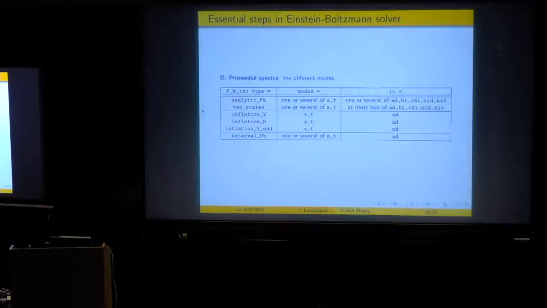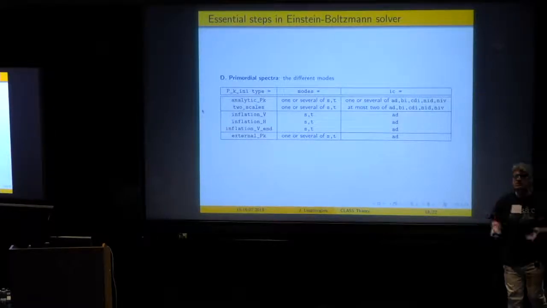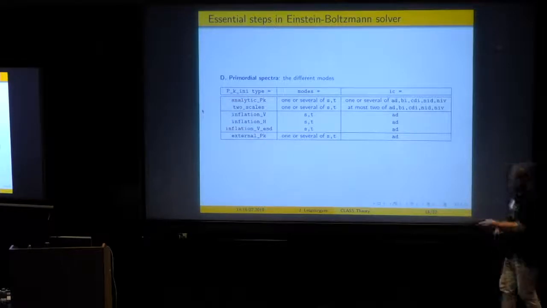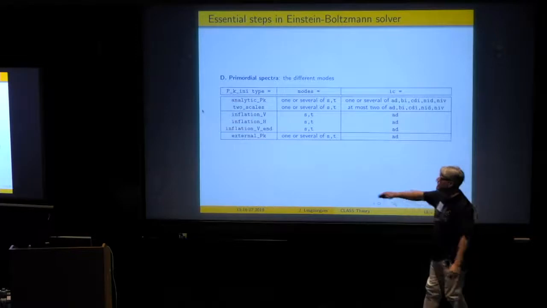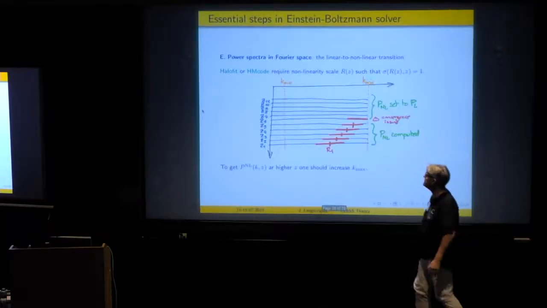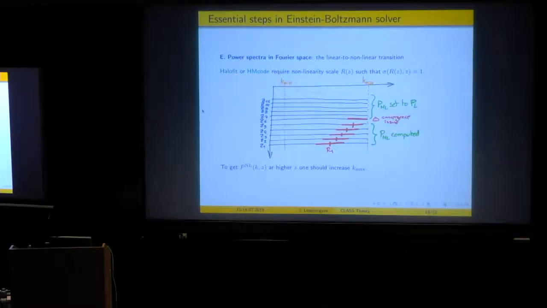At the level of the primordial spectrum, I already told you the subtlety that you can choose between analytic primordial spectra or simulating inflation. Okay, if some people here are very interested in this and specialize in inflation, I can say more, otherwise I will skip. I want to tell you about a small technicality related to the calculation of the nonlinear power spectrum. So the default method in class is to use HaloFit.